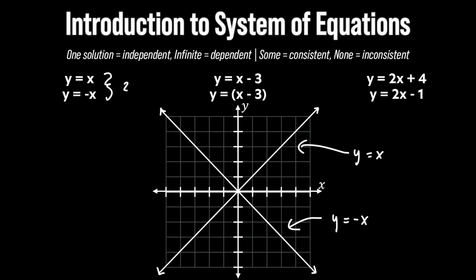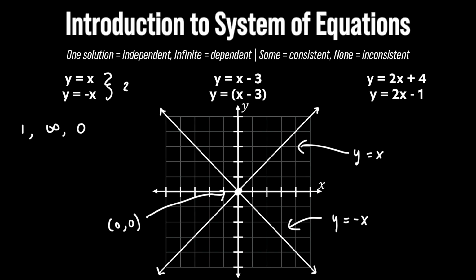Now, how many solutions are there? There's three cases: one solution, infinite solutions, or zero solutions. How many solutions does this system of equations have? A solution is a value which fulfills both of the equations, and that's going to be the intersection of the two graphs. So we see it intersects at (0, 0). So (0, 0) should be a solution.